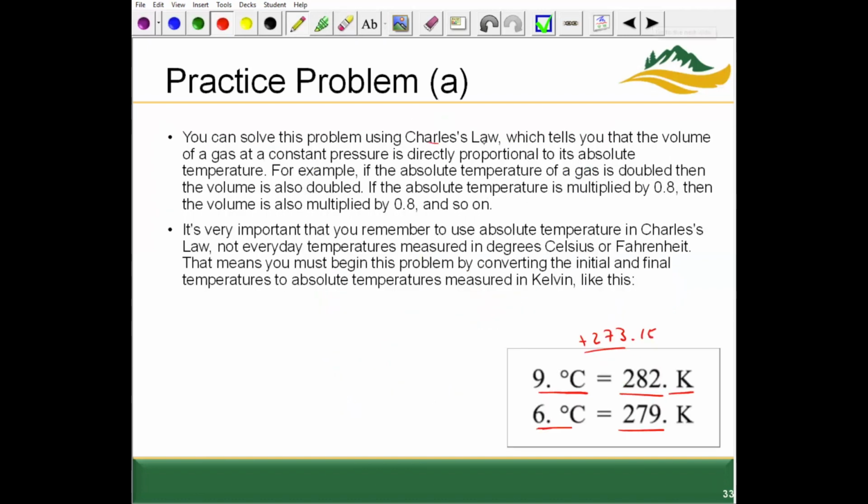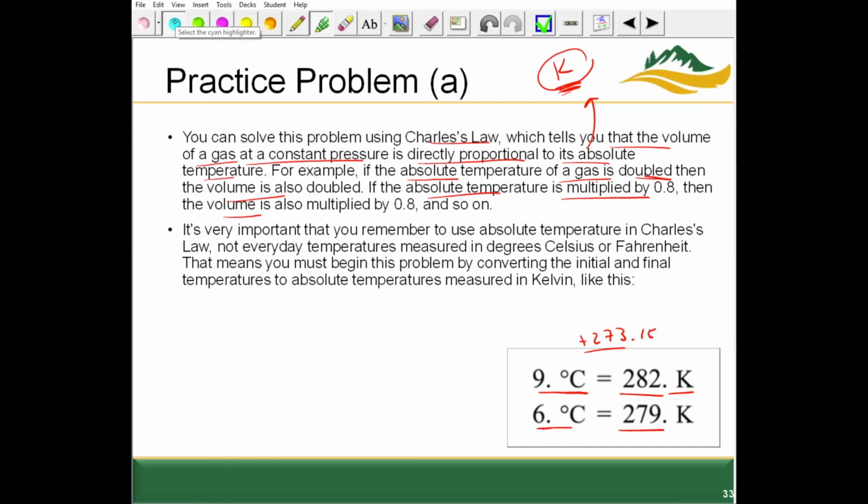So again, in Charles' law, it tells us that the volume of a gas at constant pressure is directly proportional to its absolute temperature. What this means by absolute is we need to convert this into Kelvin. Kelvin is our absolute unit of temperature. So absolute 0, that's when we're talking about temperature being in Kelvin. So it's absolute temperature, units of Kelvin. For example, if the absolute temperature of a gas is doubled, then the volume is also doubled. If the absolute temperature is multiplied by 0.8, the volume is also multiplied by 0.8, and so on.